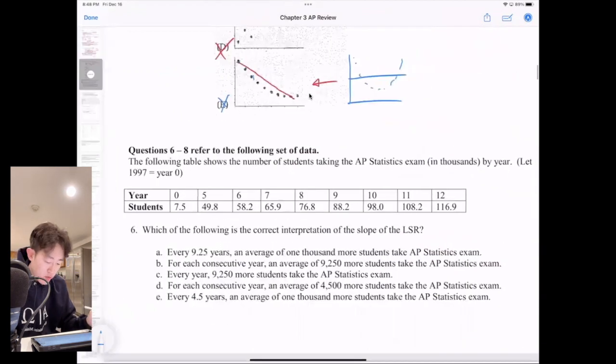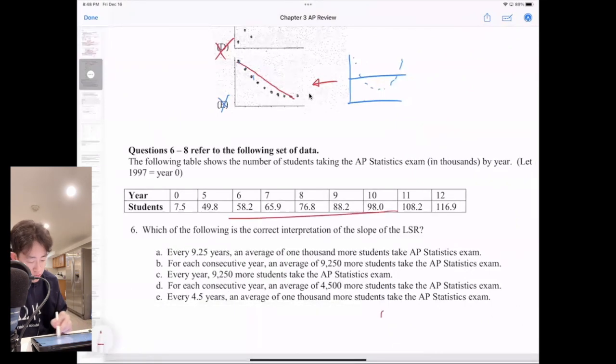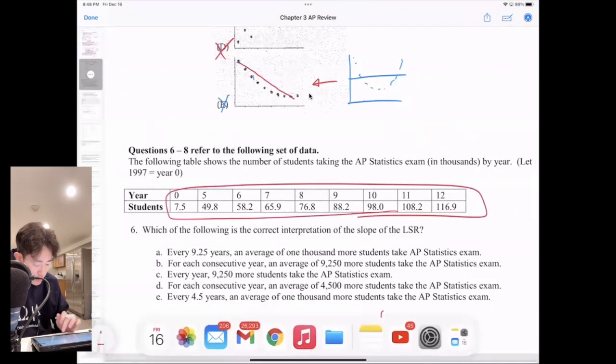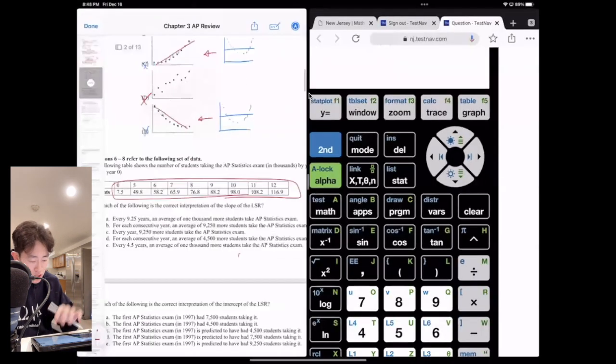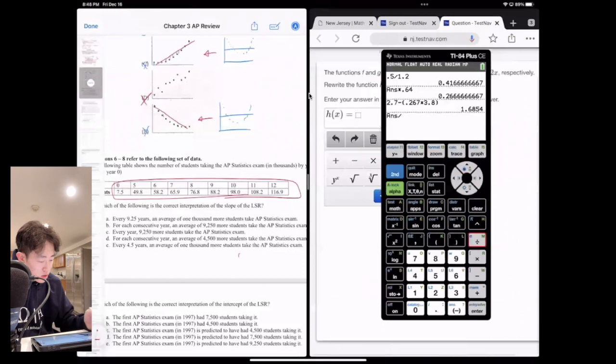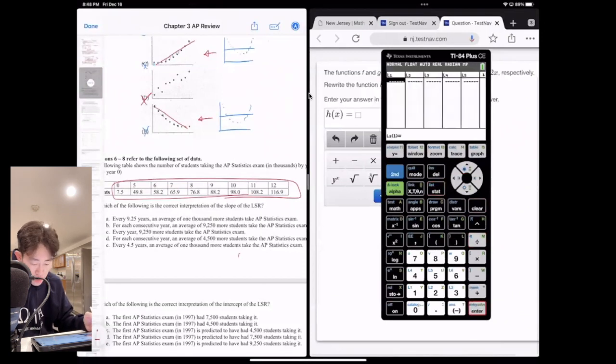Okay, number 6, which of the following is the correct interpretation of the slope? First things first, we have to put this on the calculator before we can do anything. To get the equation of the best line of fit, we have to go to what we call a list. So stat, edit, and then I'm just going to type these in. 0, 5, 6, 7, 8, 9, 10, 11, 12, and then you go here. 7.5, 49.8, 58.2, 65.9, 76, 76.8, 88.2, 98, 108.2, 116.9, and that will be all.